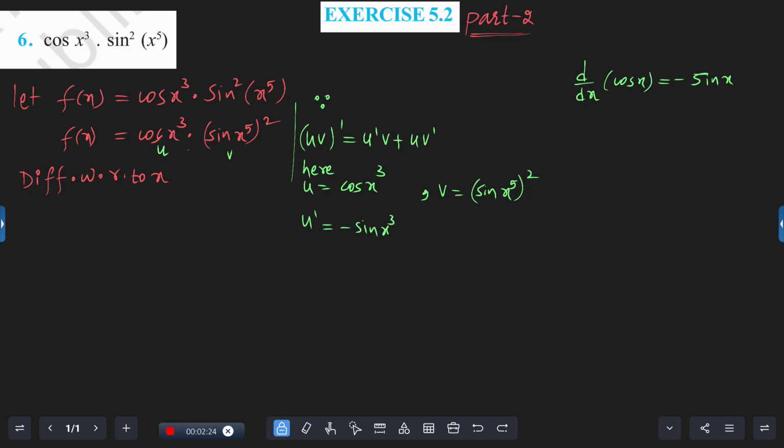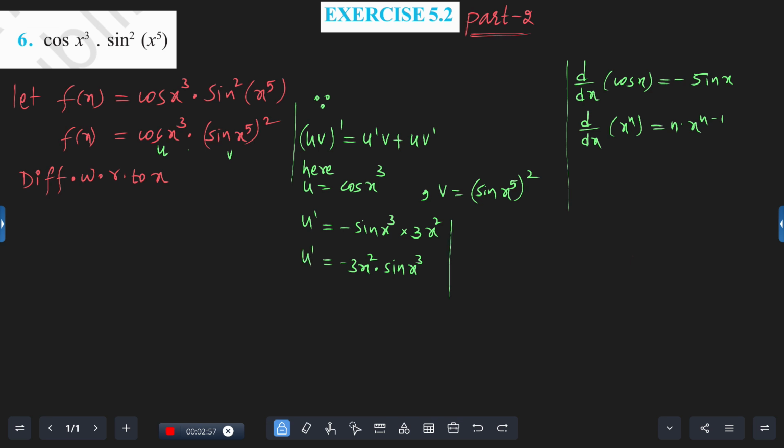Listen carefully. This is the cos derivative. In the question, what do we have? x cube. What is the derivative of x cube? 3x power 2. Meaning 3 will come down, and the power is reduced by 1. What formula is used here? Derivative of x power n is equal to n into x power n minus 1. That is the formula I have used. Understand? Now when I simplify that, you will get minus 3x square into sin x cube.